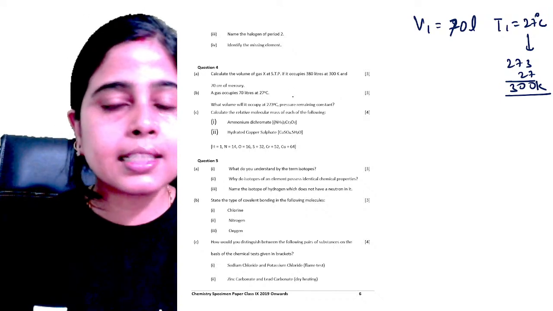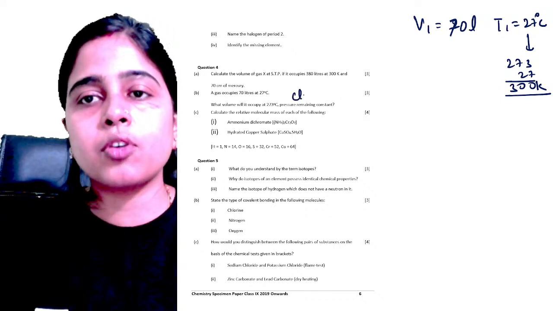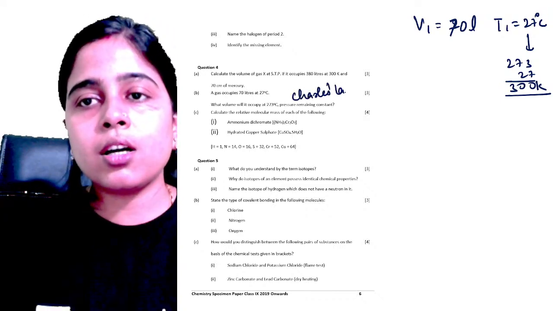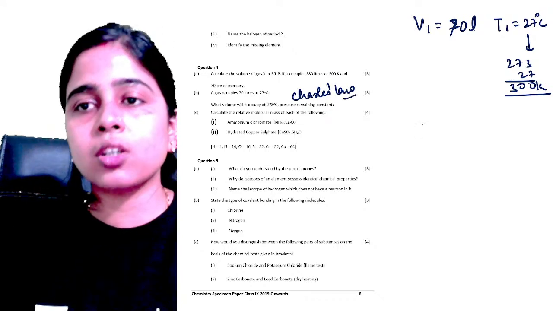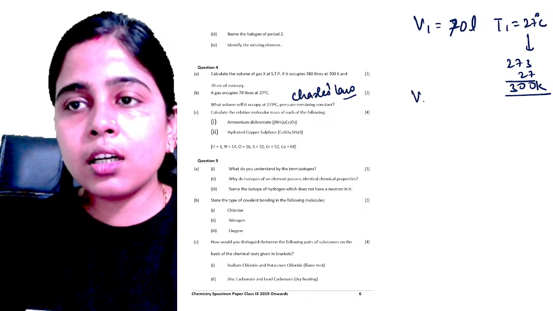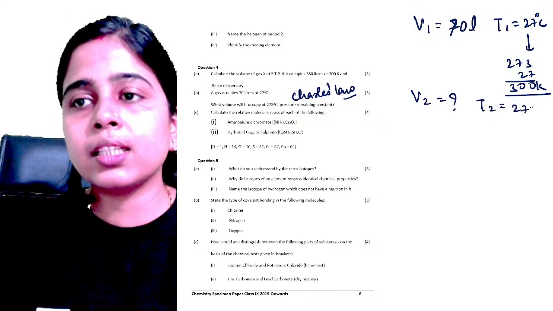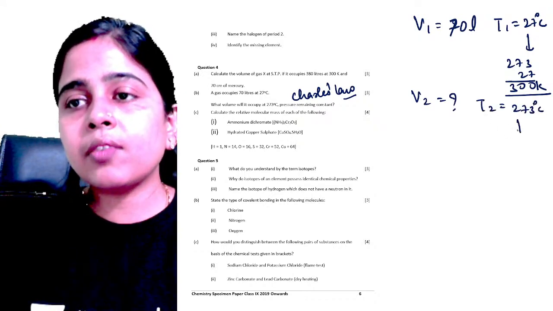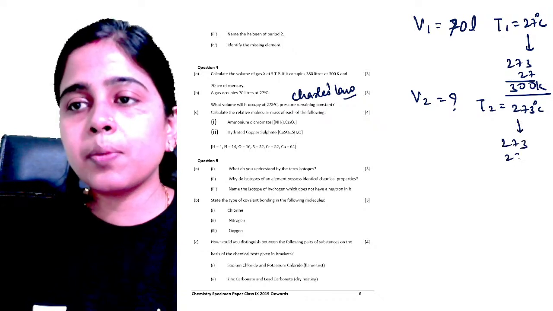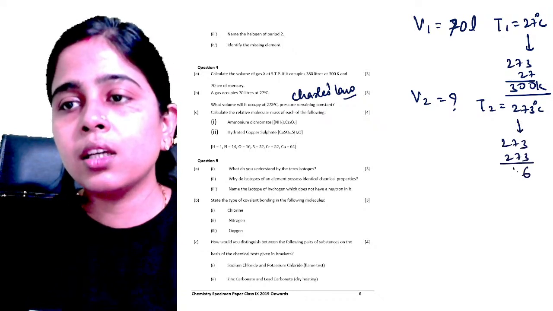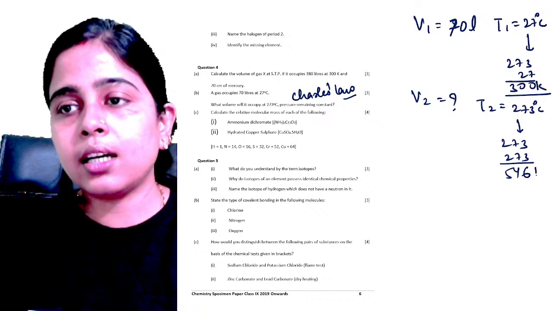Now in the question it is given that pressure remains constant. So of course this is Charles law, because in Charles law only we keep pressure constant. And then V2 we have to find out. T2 we have been given as 273 degrees Celsius. Convert it to Kelvin again. 273 plus 273 comes out to be 546 Kelvin.